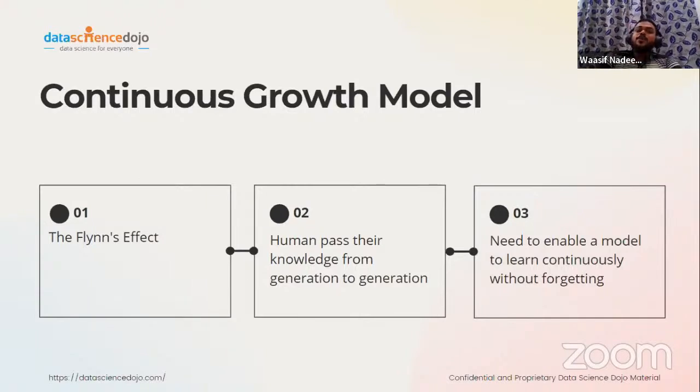Now, let's talk about the Flynn effect. Humans basically pass their knowledge from generation to generation. As you would know, when we are born, we don't start from the Stone Age. My parents were born with electricity, and I was born with computers, and a future generation would be born with even more technologies, and that's how humans advance in the world. This is also how technology goes forward. However, this does not happen in AI models. However, if we are able to build an AI model that could learn continuously without forgetting anything, we might be able to resemble the continuous growth models followed by humans.